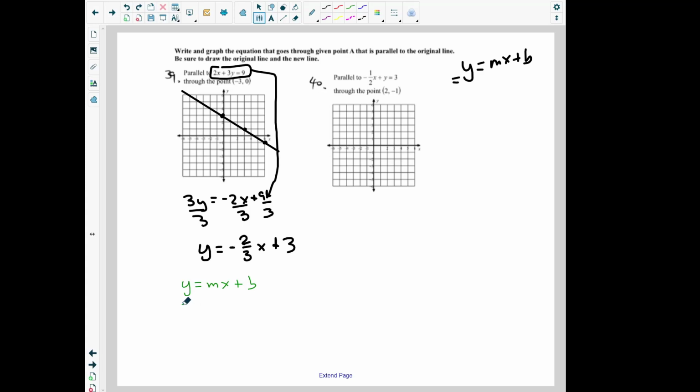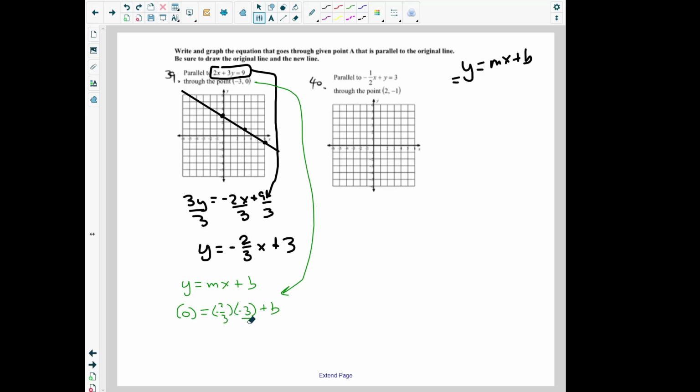Okay. I'm going to plug in 0 for y, and I'm going to plug in negative 3 for x. I'm taking that from up here, right there. Plugging in. And my m, though, because it's parallel, is the same as in the other one. So it's going to be negative 2/3, the same as the other line.